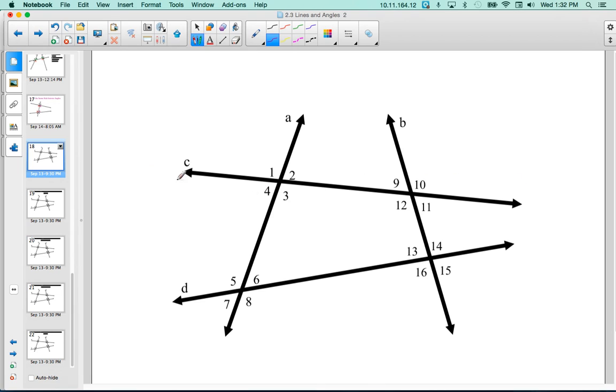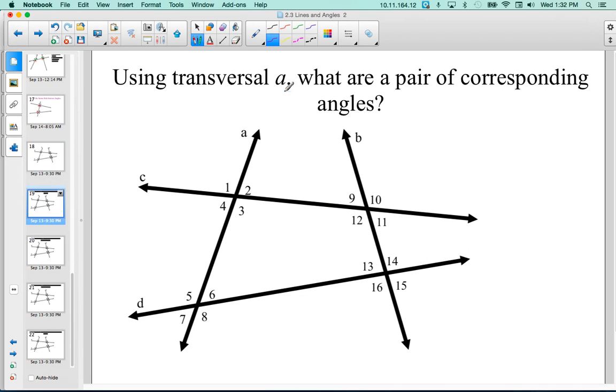If C is the transversal, then it's an interior angle because it's between A and B. That's what C is intersecting, A and B. But if I use A as the transversal, now angle 2 is an exterior angle because the intersection points are here and here. C and D are the lines, and 2 is outside the transversal intersections. So that's why we need to be careful when we are identifying those transversals because that's going to really determine our angle pairs. Okay, so this says using transversal A.